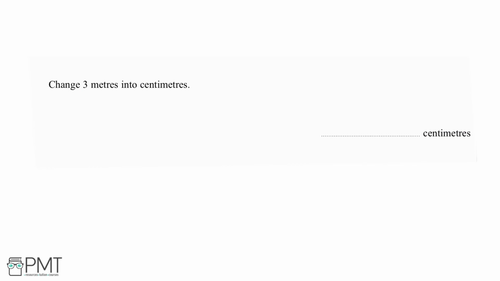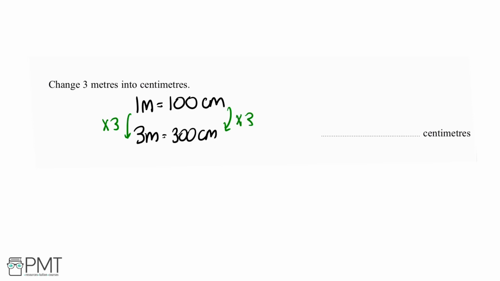We want to change 3 meters into centimeters. Now what you might know is that 1 meter equals 100 centimeters. And I'm going to treat this a little bit like an equation. I'm going to multiply this side by 3, giving me 3 meters. But because I've done it to the left hand side, I'm going to do it to the right hand side too. So multiplying that by 3, we get 300 centimeters. So it now says that 3 meters is 300 centimeters, which is what we want to work out. The answer is 300 centimeters for 1 mark.